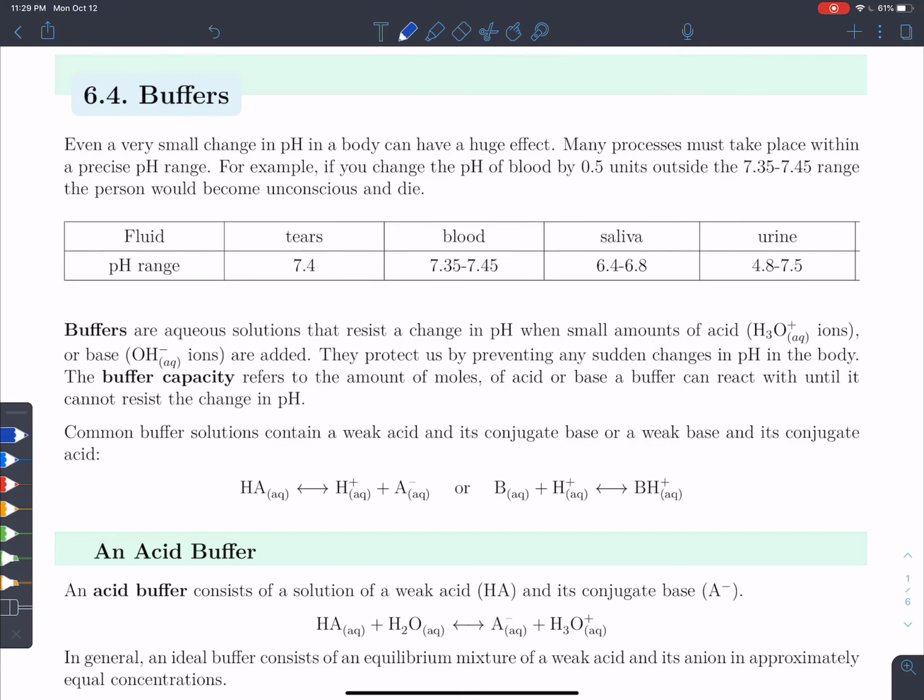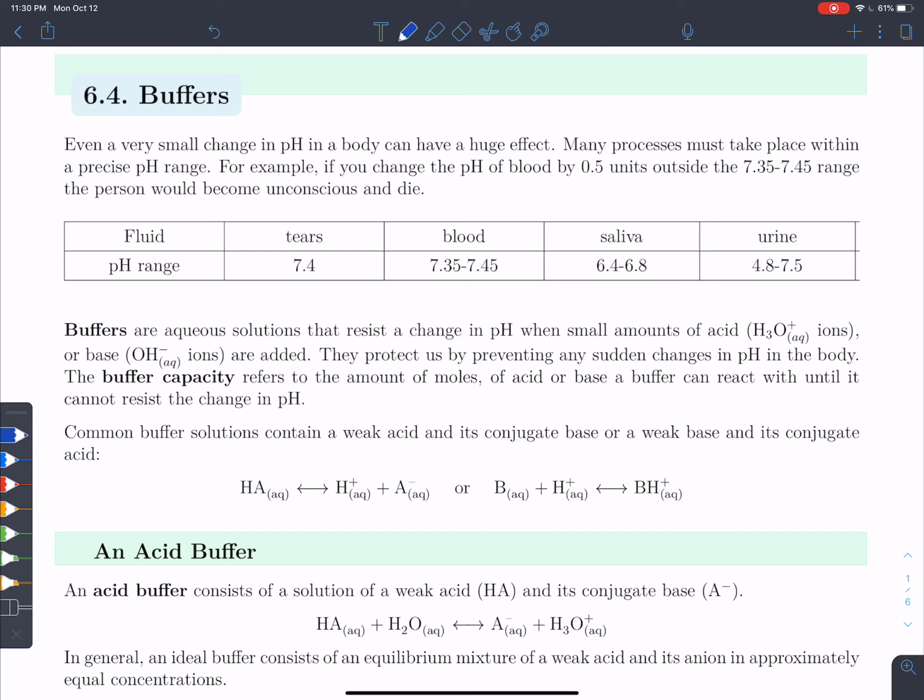Hi everyone. So today we're going to look at buffers. When we're talking about the various biological processes that occur in our body, we have to take a look at buffers, because a lot of enzymes and cellular processes are dependent on the idea that aqueous solutions exist that don't want to change their pH. Even a slight change in that pH can affect the whole process altogether. A good example of this is the pH of blood.